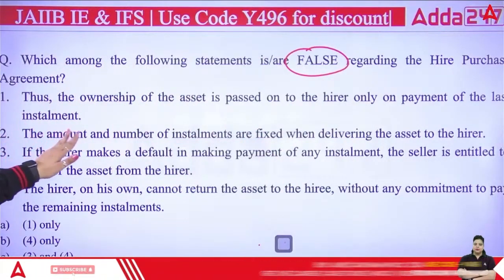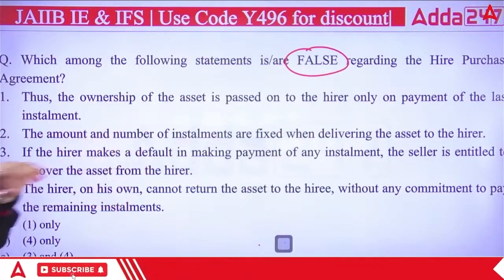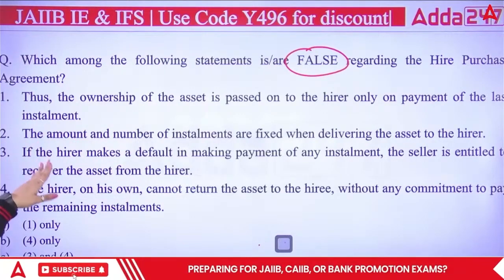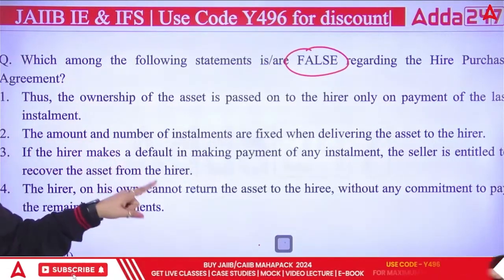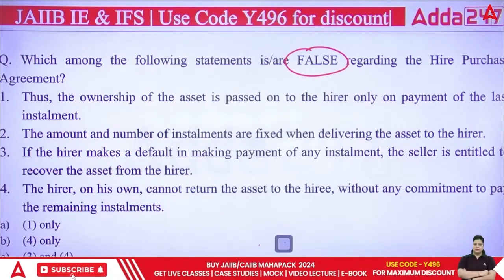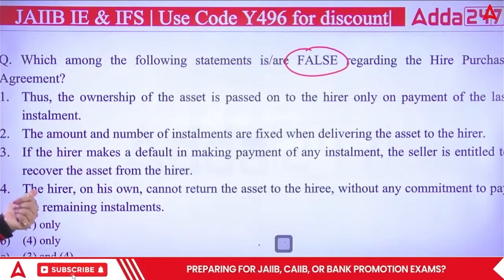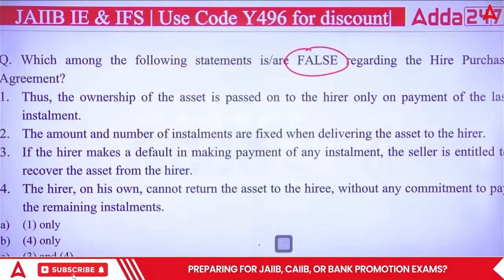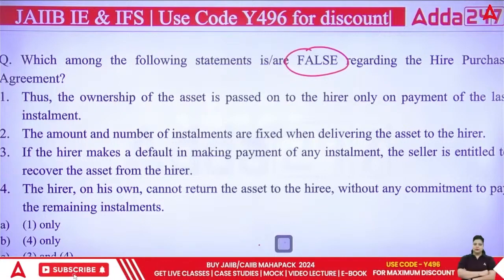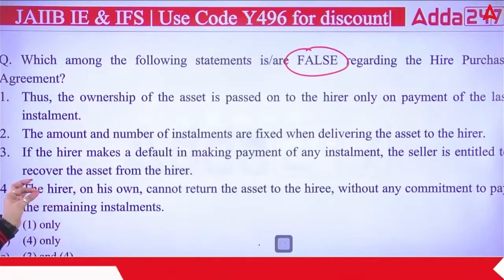Second, the amount and number of installments are fixed when the assets are delivered to the hirer. Third, if the hirer makes a default in making payment of any installment, the seller is entitled to recover the asset from the hirer. Fourth, the hirer on his own cannot return the asset to the hiree without any commitment to pay the remaining installments. So, which of the following is false? You have to answer.